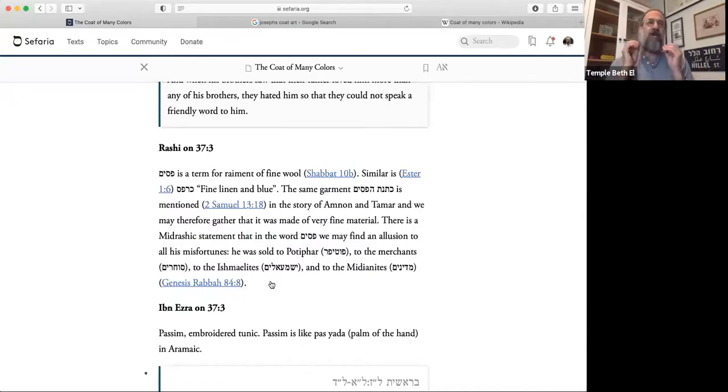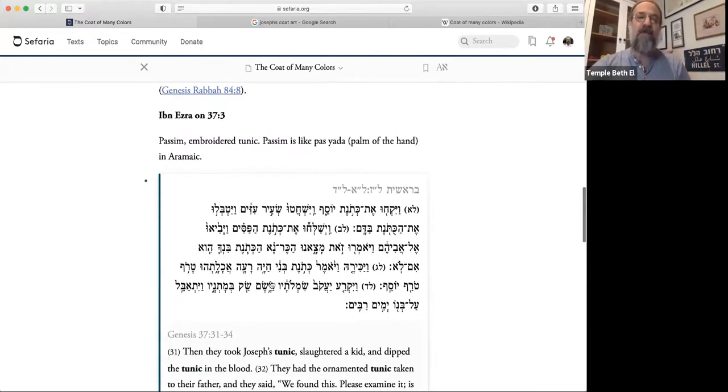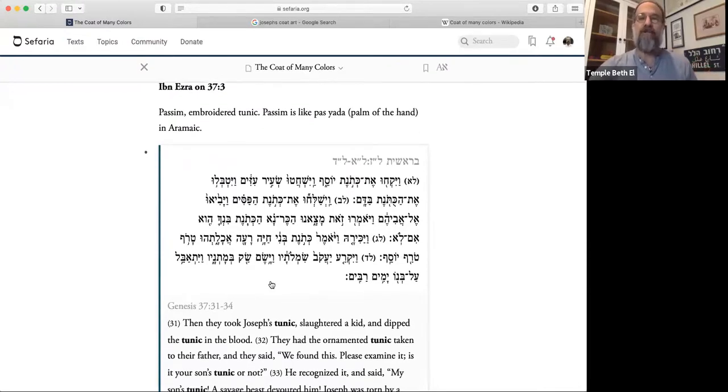So according to Rashi, it's just really nice material. It's Italian wool, right? It's not nylon fleece. Now, Ibn Ezra says it's embroidered. Pasim, like pas yad, the pas of the hand. A hand decorated, embroidered, a hand embellished garment. So that's a little different. One conveys finery. The other conveys kind of expense. But either way, they're both rare. These are rare and expensive garments.